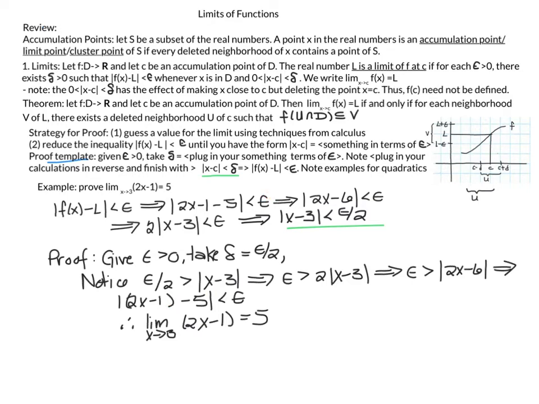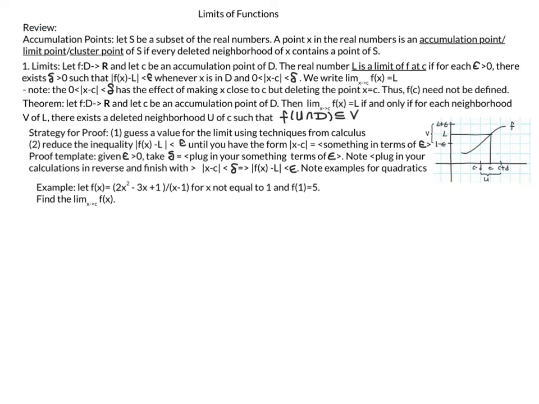So if we compare this line to what we have here, L is a limit of f at c if for every epsilon greater than 0 there exists a delta, which we have identified, such that |f of x minus L| is less than epsilon whenever |x minus c| is less than delta, which we have somewhere over here. Then we write the limit of f of x is equal to L. So that means the limit of this f of x is equal to L.